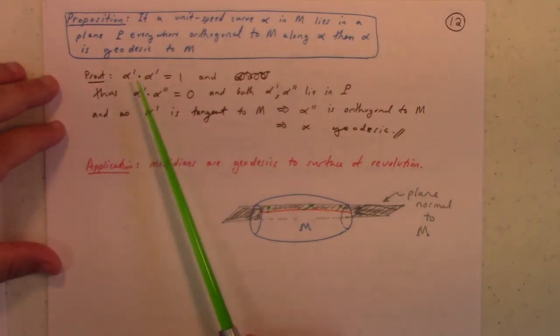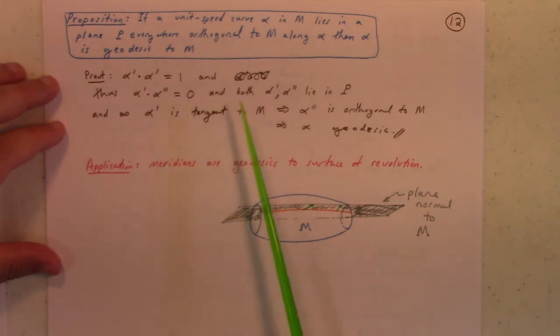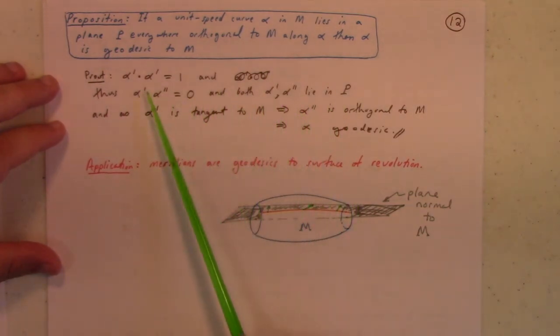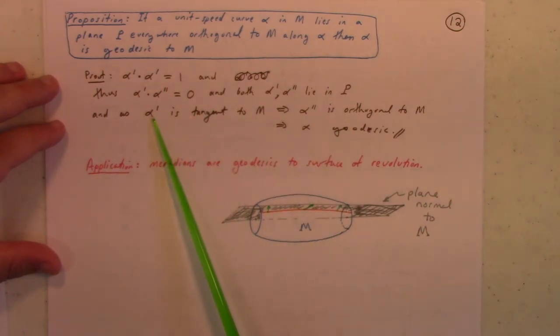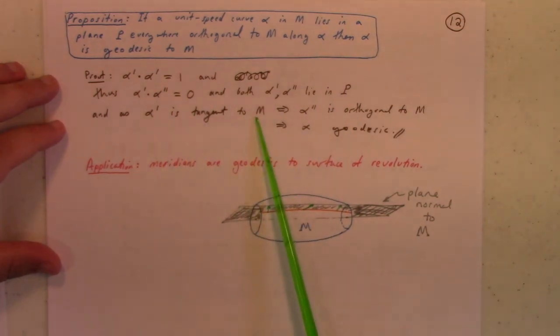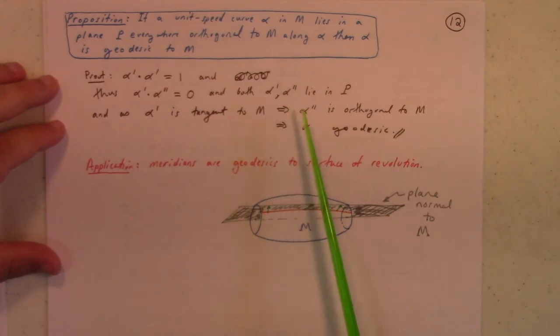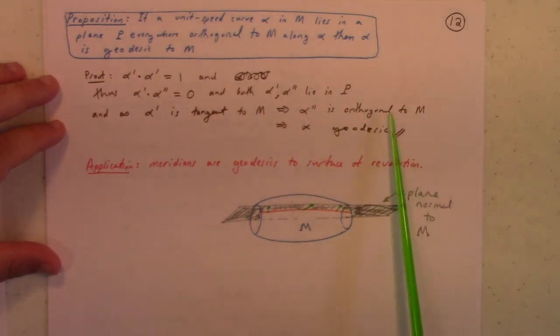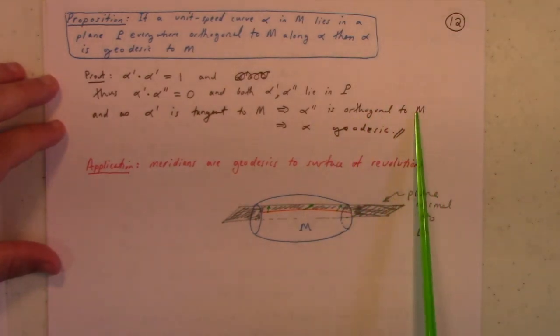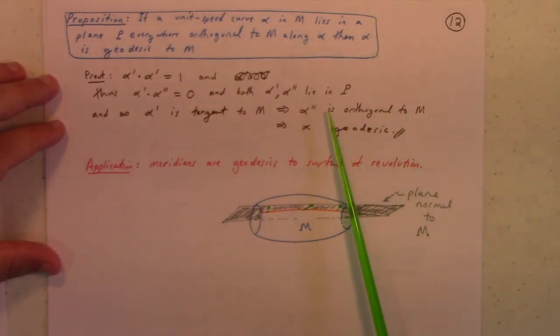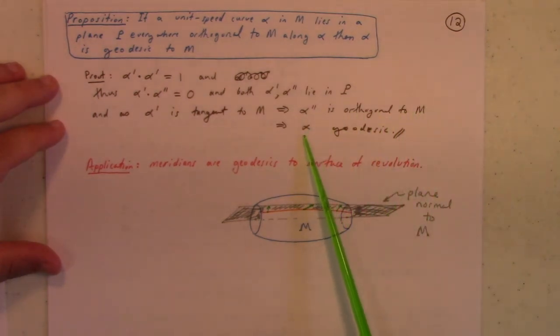So that means that the velocity is perpendicular to the acceleration, right? However, both the acceleration and the velocity lie in the plane, and the velocity is tangent to the surface as well. So that means that the acceleration must be orthogonal to M. And if the acceleration is orthogonal to M, that's another way of saying that the acceleration is collinear to the unit normal to M, which is to say that alpha is a geodesic.